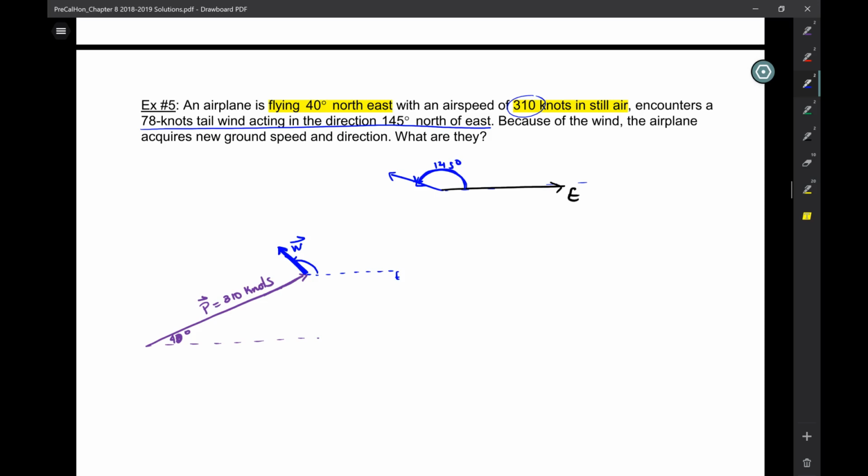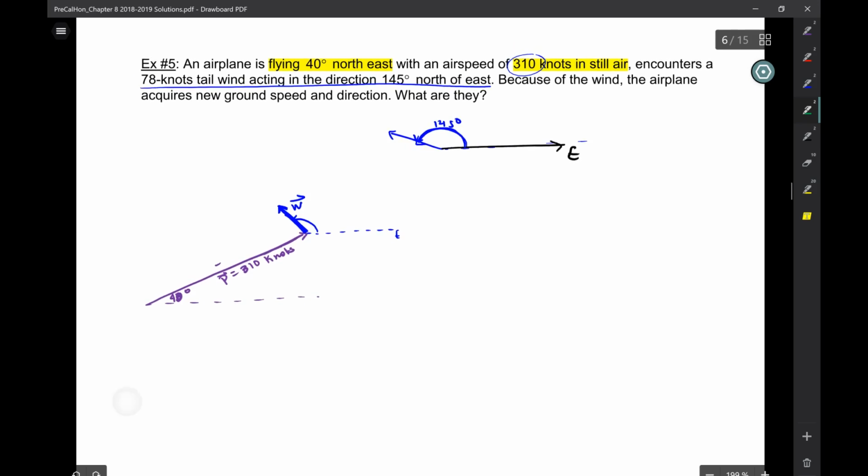How is that a tailwind? It's like drag, because it's going in the opposite direction, so it makes it drag. So P is equal to 310 knots, and W is that. Now what's the resultant? It goes from here to here. Wait, is W not equal to 78 knots? It is. I just didn't write it because of time.